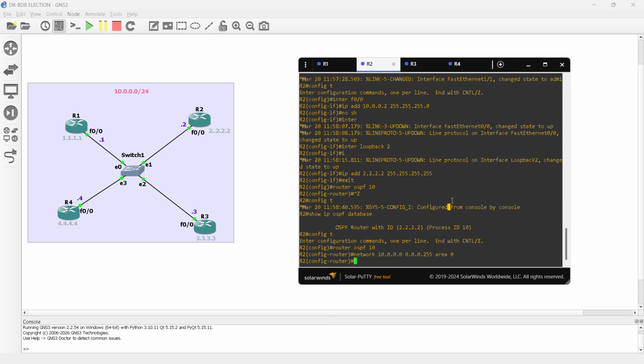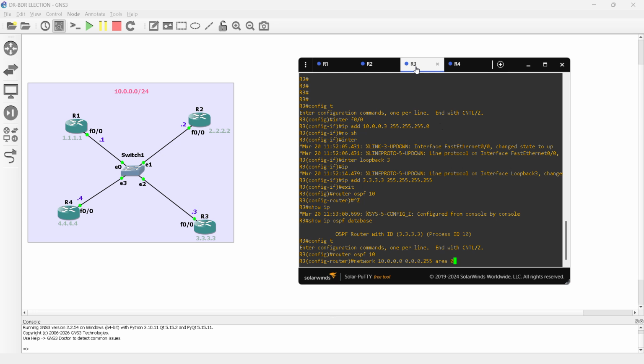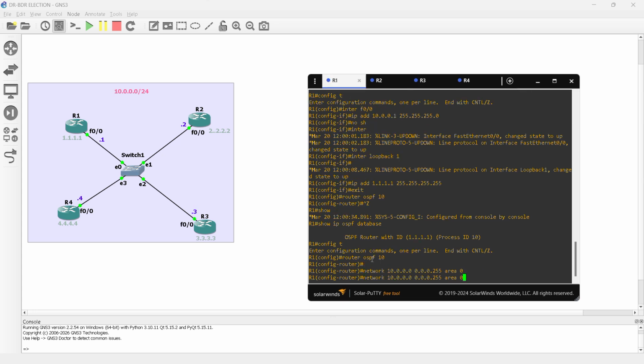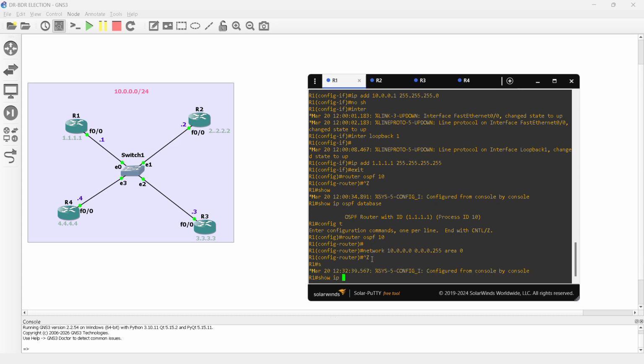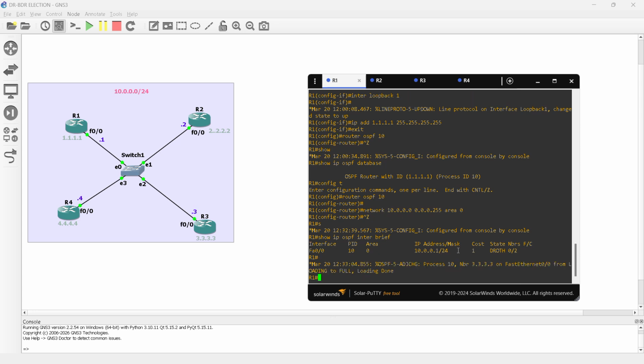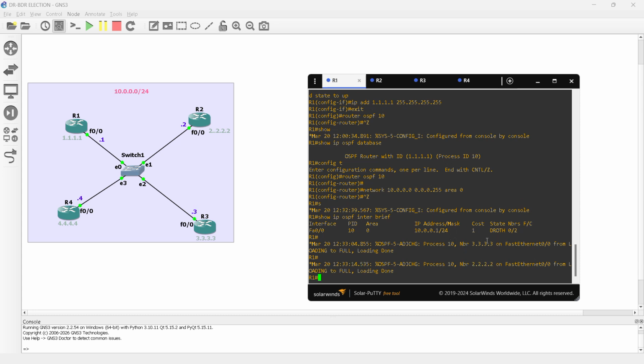Similarly for R2, similarly for R3. Go and check. Show ip ospf interface brief. Here, as you can see, this is R1, and R1 has achieved the state of DR other.